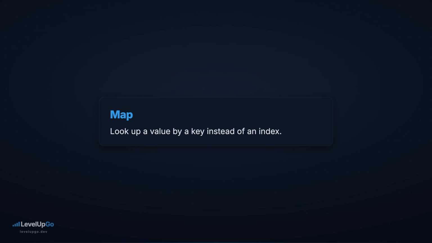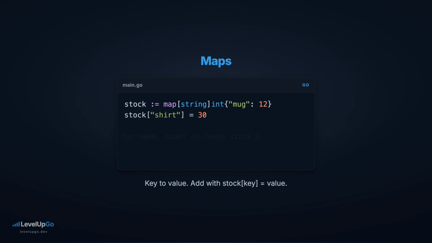Then we have map. So with a map, you look up the value by a key instead of an index. So here we have a stock map. We can then use the product name to get back how much we have in stock of that product. So for example, here we set it to be a map that contains the key mug with the value 12. And later we add shirt that has the value 30. Then we loop over the map and we print the key and the value for each item.